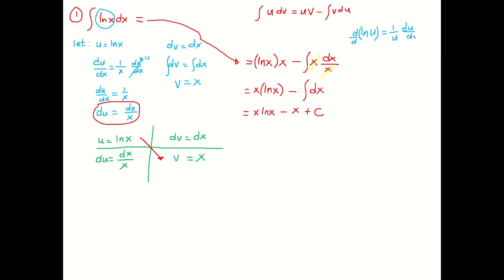Okay, so that is our answer. Or you can factor out x, because it's common to these two terms. So this becomes x times ln x minus 1, then plus c. Okay, so this is our answer. You can have this as your answer, this one or this one.